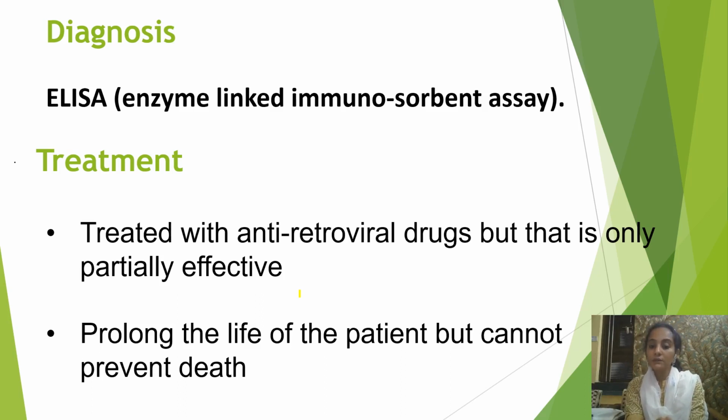But we can have this medicine, like antiretroviral drugs, so that a little bit of boosting of the immunity can be there and the lifespan of that patient can be increased. Understand? So I think it's clear. What is the diagnostic method of AIDS? The diagnostic method is the ELISA. And what's the treatment? We are treating with some kind of antiretroviral drugs, but it's only partially effective.